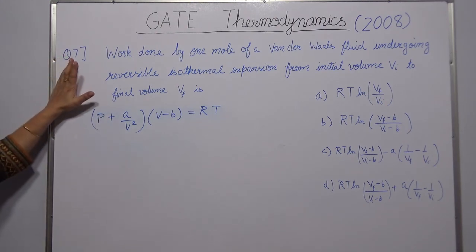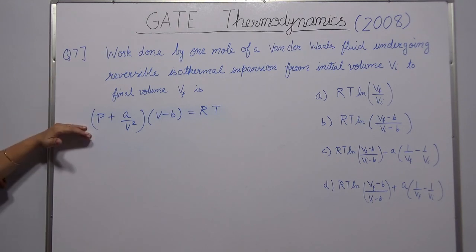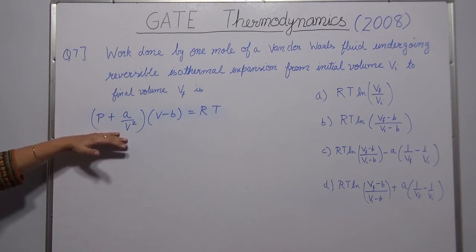Since this question is taken from the year 2008, they never used to give the form of the equation which has to be used, but in recent papers you will see that most of the time they give you the equation of state which is to be used. But this is simply the van der Waals equation which you can remember.